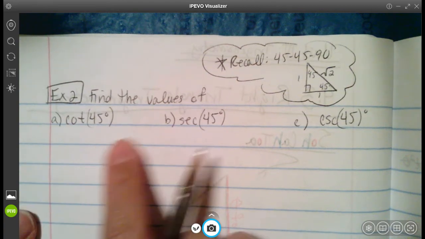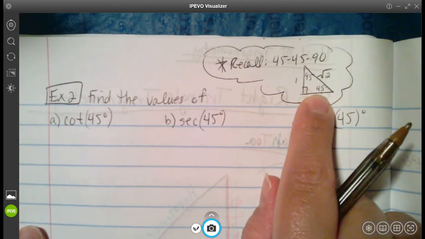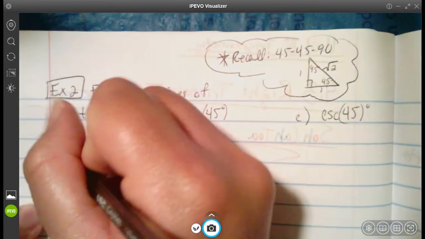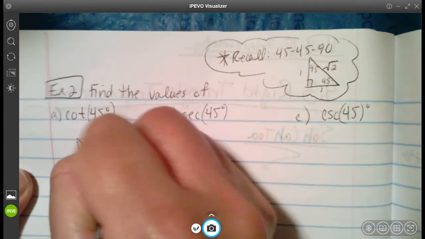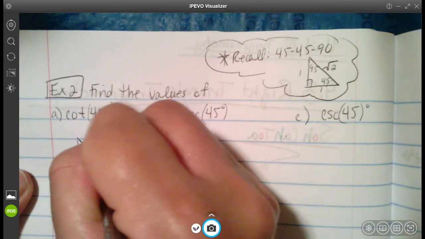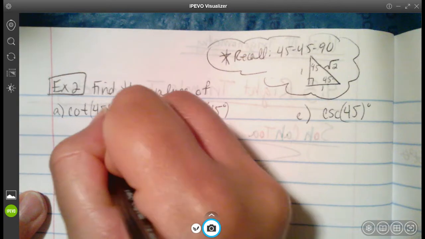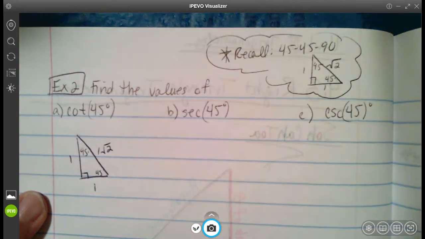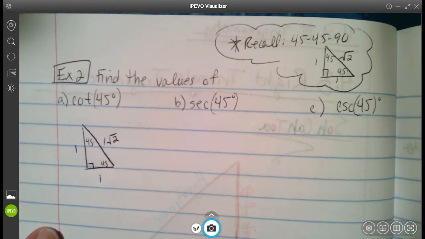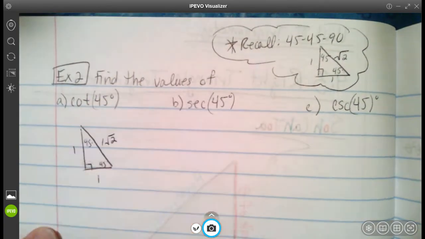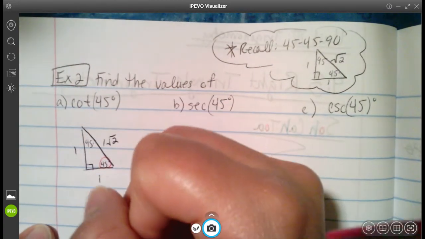So I need to use this reference triangle, 1, 1, square root of 2, okay? So what I'm going to do is I'm going to draw it out just real quickly. So 45 degrees, 45 degrees. This is 1, this is 1, this is 1 square root of 2, or just square root of 2. And I'm looking for cotangent. So since 45 is the same thing, I'm just going to pick one. I'm going to say, let's pick this one to be our theta, okay?